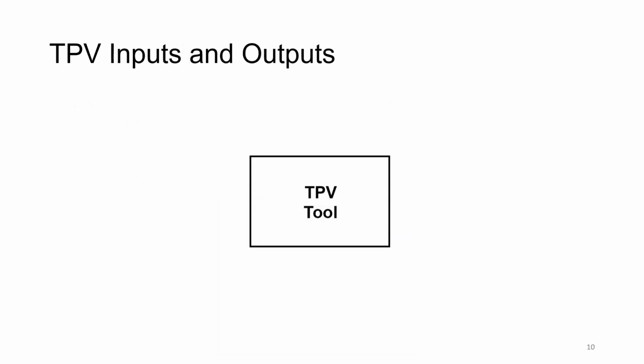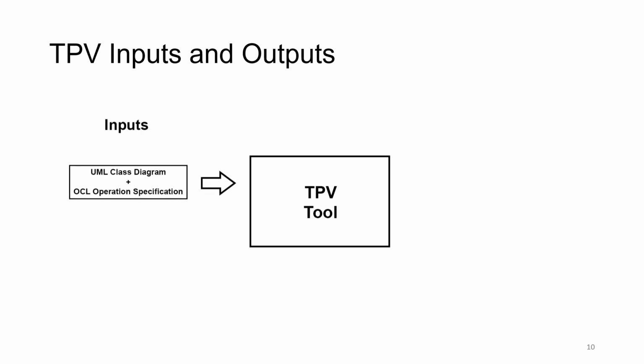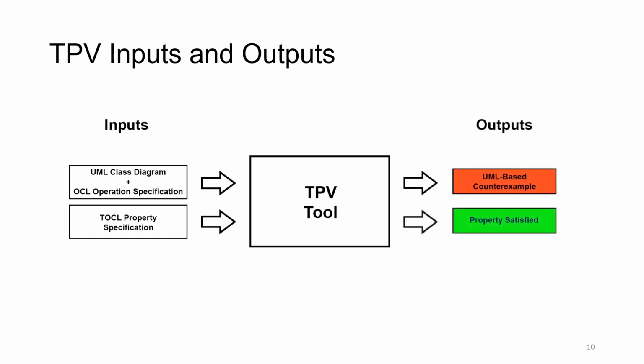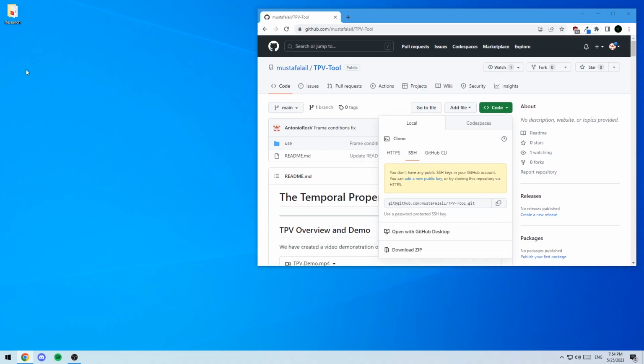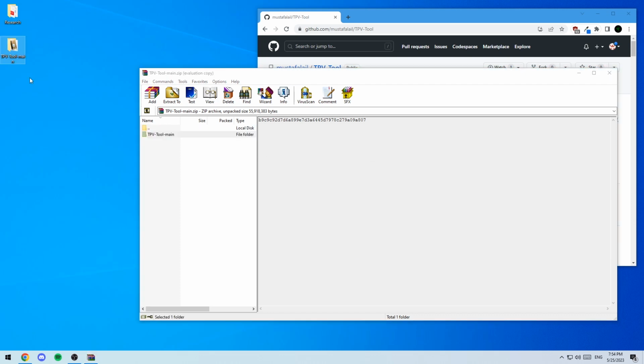Users must provide two inputs to analyze a system using TPV. First, an application design model, augmented with specification of operation behavior in the form of OCL pre- and post-conditions, that models the structure and behavior of the system. The second input is a behavioral requirement for the system expressed as a temporal property in TOCL, an extension of OCL for temporal property specification. TPV then checks the behavior of the input model and may or may not produce a counterexample within the given analysis configuration.